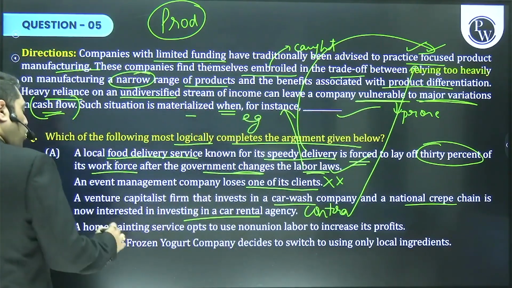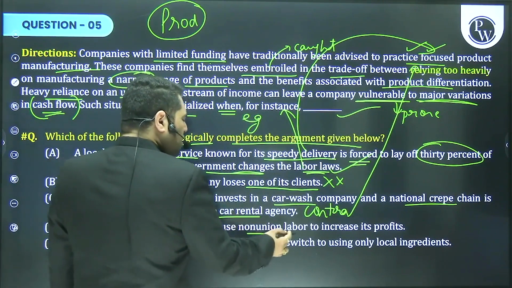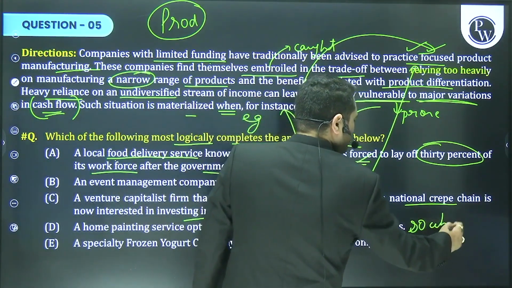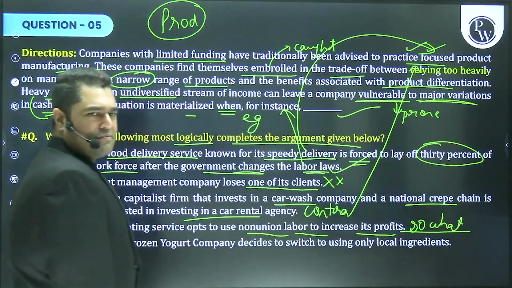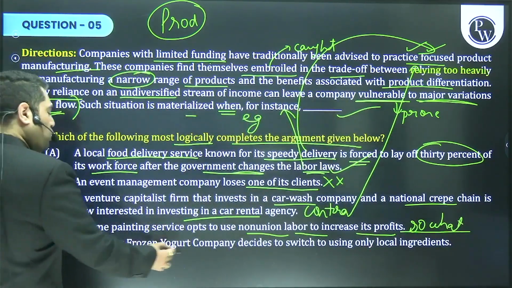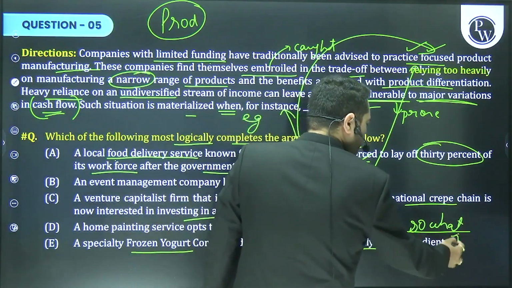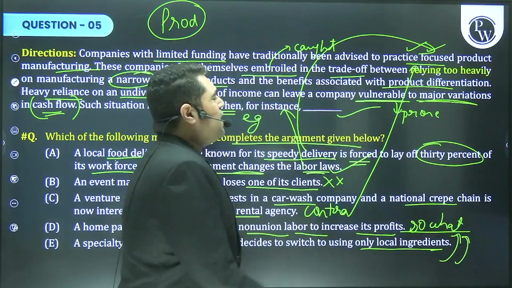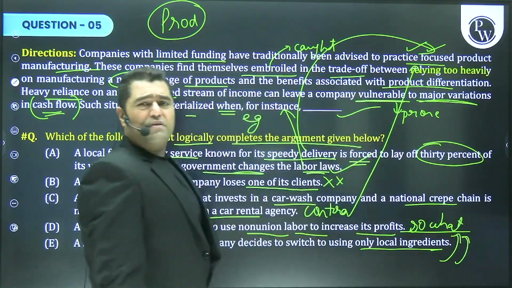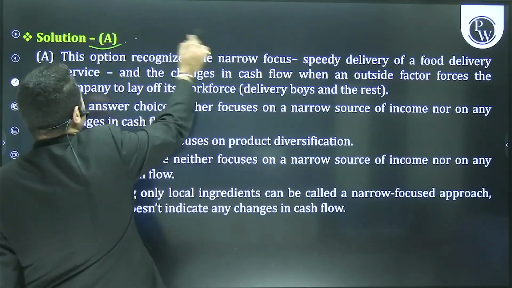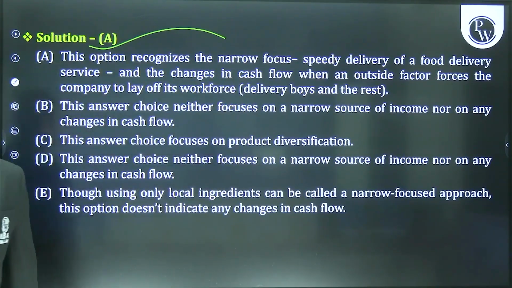Leave it. Home painting opts to use non-union labor to increase. So what? How will this affect cash flow? No. Last, specialty frozen yogurt decides to switch to using local. So what? How will it reflect cash flow? The layoff is the whole story, people, and that too because of the government. The correct answer was option A. Please go through it.